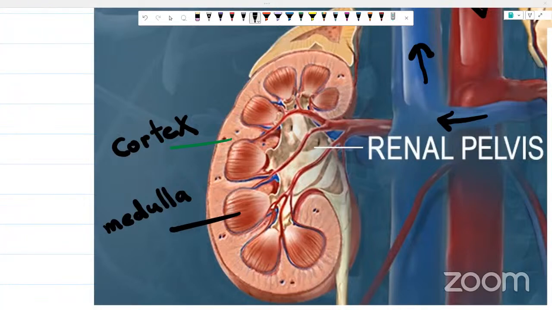Cortex and medulla, and renal pelvis. These are the main three layers of the kidney. The functional unit of the kidney, which is responsible for making the urine, is called the nephron. Where is the nephron found? Part of the nephron is found in the cortex and part of the nephron is found in the medulla. Is it clear?